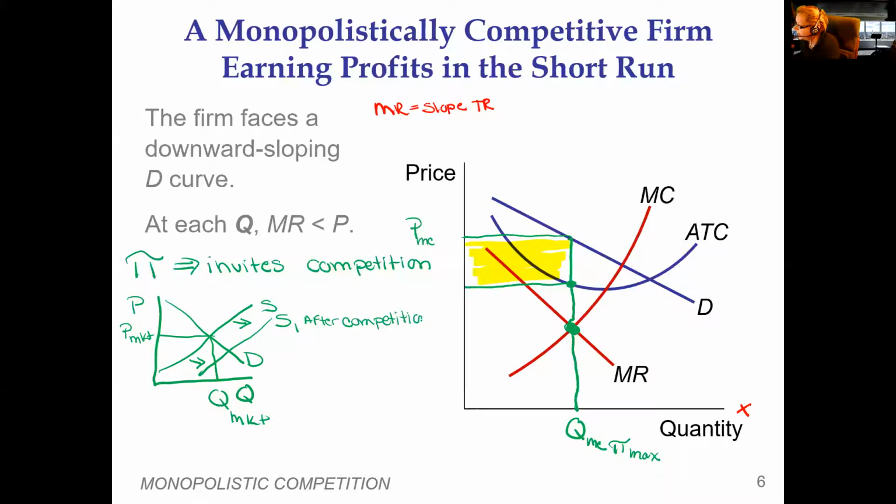What's the effect of that? Notice that the price in the market is going to go down. Okay, so this profitability, the minute that you see these highlighted profitability here, you know that this profitability is going to invite competition, which is going to shift the supply curve out, driving the price down.